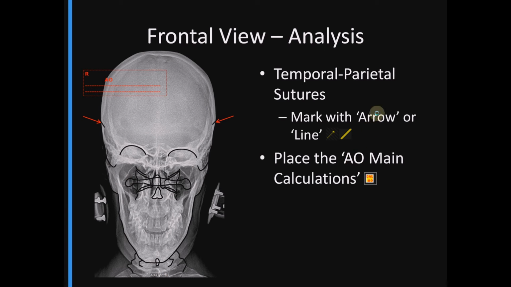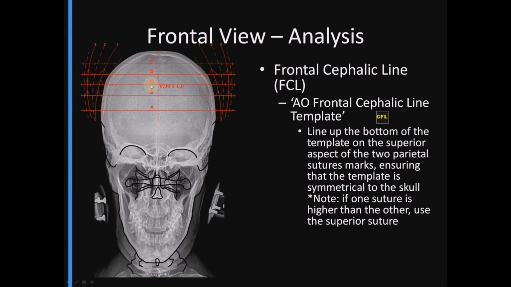First thing we'll do is we're going to mark the temporoparietal sutures on each side. We're then going to click on the Cal AO button and place the AO main calculations box on the screen. We're then going to put our template on and visually line it up as best we can where the A line is sitting on the highest suture. So you can see here that it's sitting quite a bit above the suture. And we're going to line the template up where it's actually sitting on the suture. The A line is sitting on the highest suture.